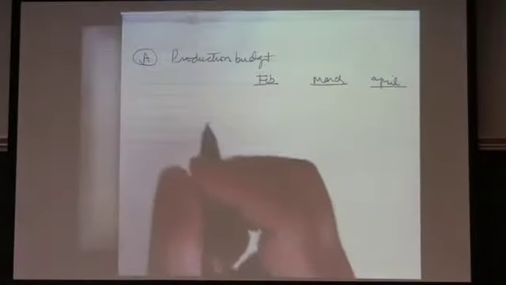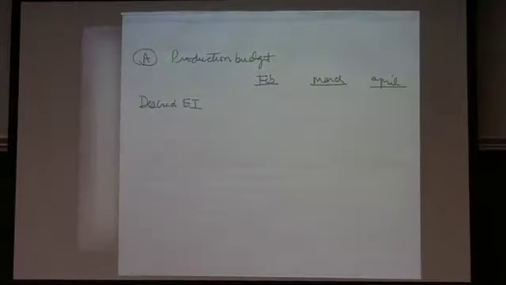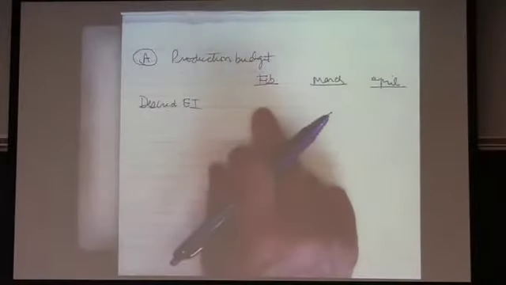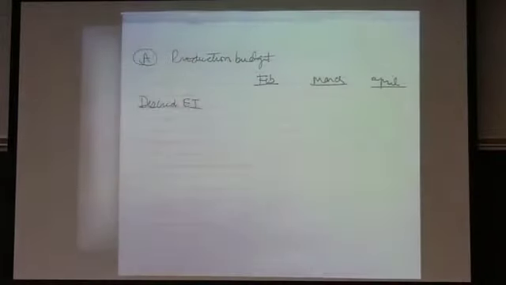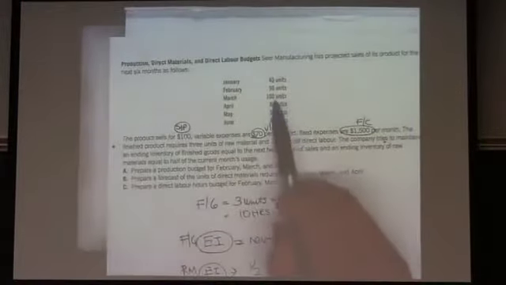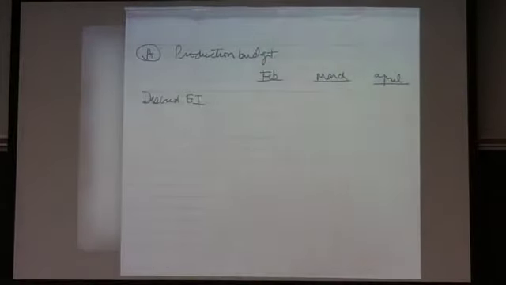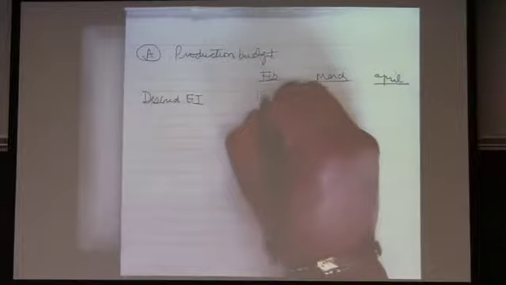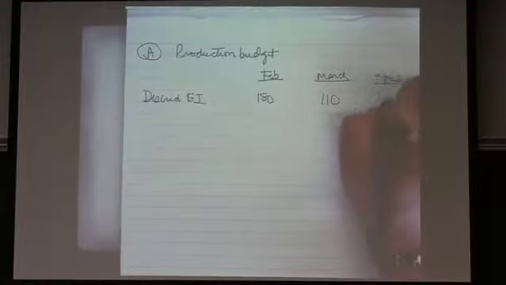So do the 3 columns. I always start with the ending inventory. This is called the desired ending inventory. And the desired ending inventory for February will be the sales for March and April. So that's 100 plus 80. And for March, it would be 80 plus 30. Okay? So that's where I'm getting my numbers from. So 180, 110, and 100.